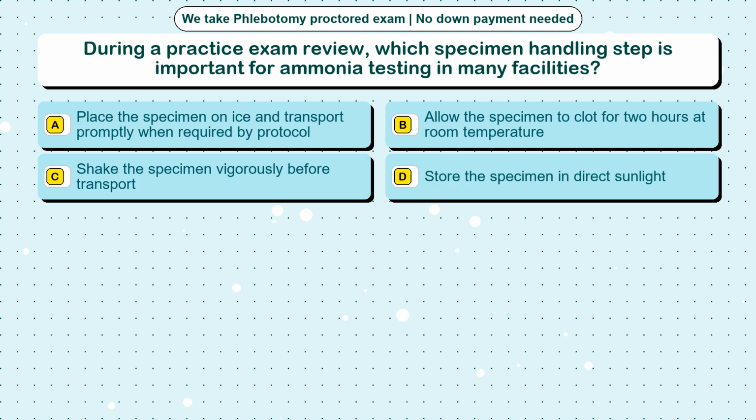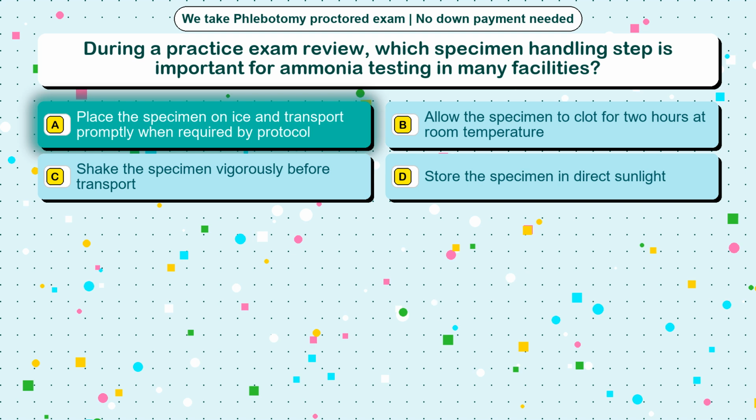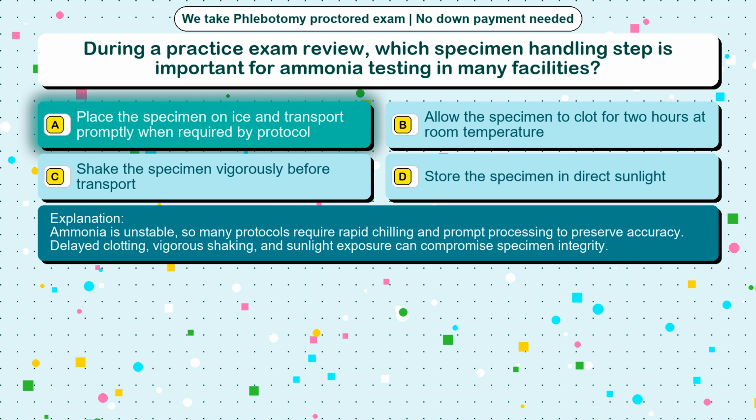Question 15. During a practice exam review, which specimen handling step is important for ammonia testing in many facilities? Option A, place the specimen on ice and transport promptly when required by protocol. Option B, allow the specimen to clot for 2 hours at room temperature. Option C, shake the specimen vigorously before transport. Option D, store the specimen in direct sunlight. The correct answer is option A. Ammonia is unstable, so many protocols require rapid chilling and prompt processing to preserve accuracy. Delayed clotting, vigorous shaking, and sunlight exposure can compromise specimen integrity.